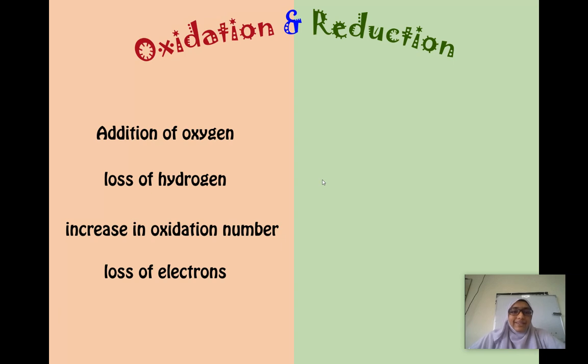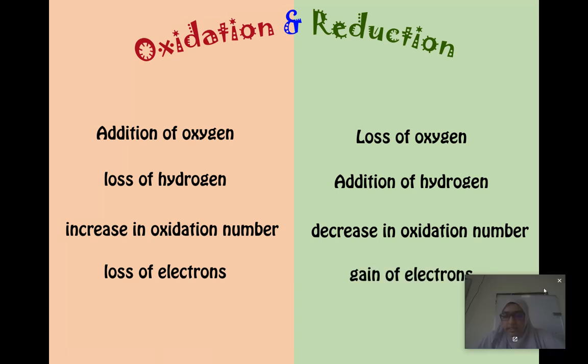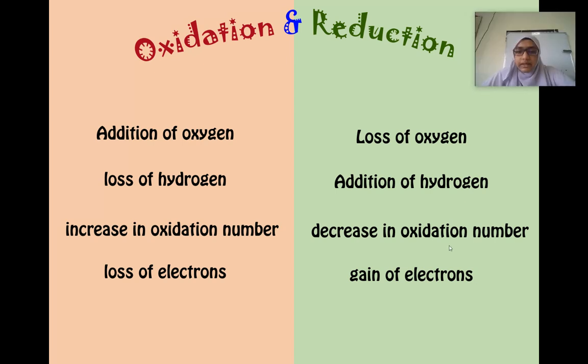And reduction is practically the opposite, which means you see a loss of oxygen in a substance, you see an addition of hydrogen in a substance, or you see a decrease in oxidation number and the gain of electrons, which means it will be becoming a negative ion. Okay, so it gains electrons. So let's move on to each one of these segments and we will elaborate this further. If you didn't understand from the previous SLS lesson, hopefully this will give you a little bit more clarity.